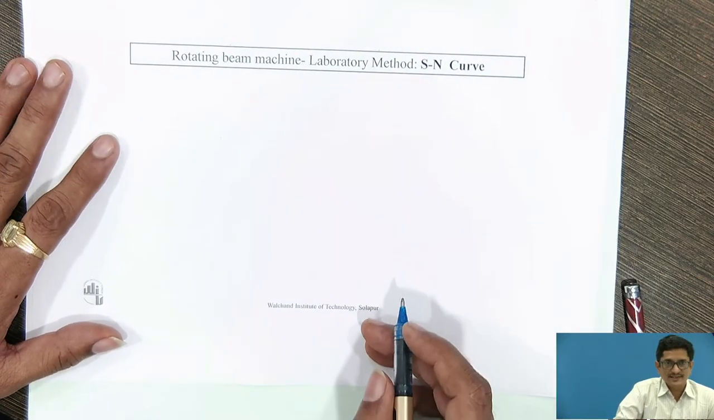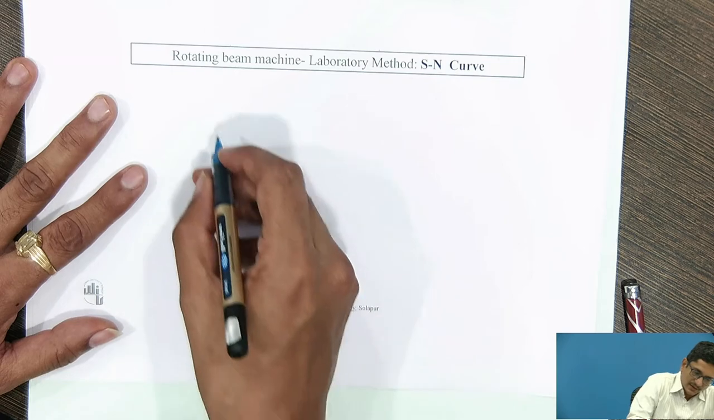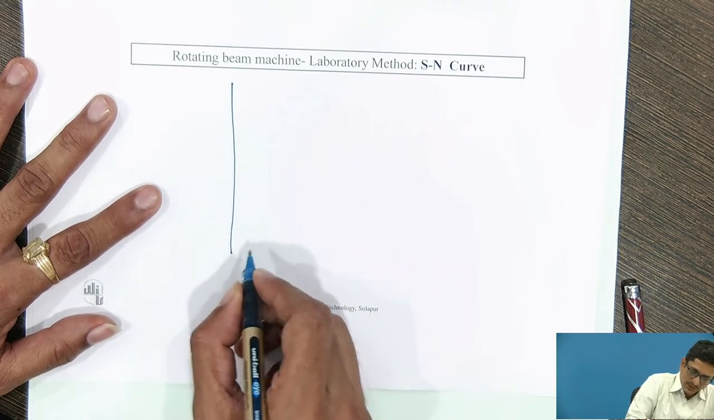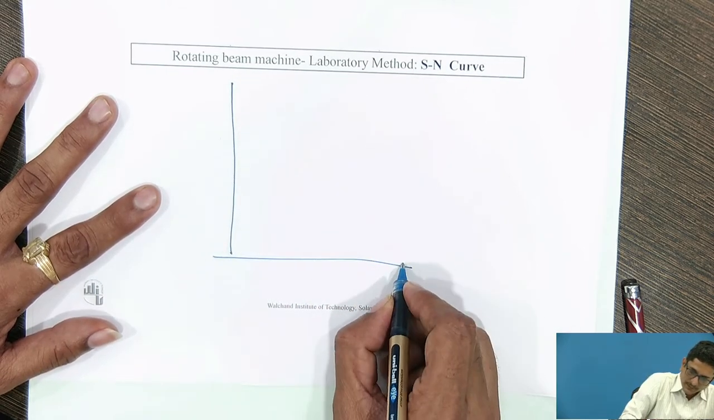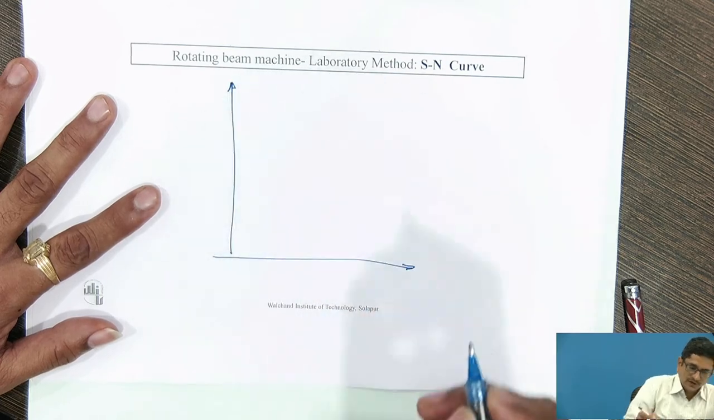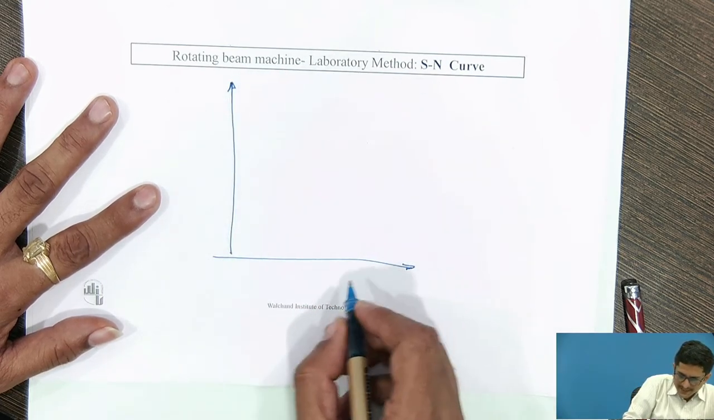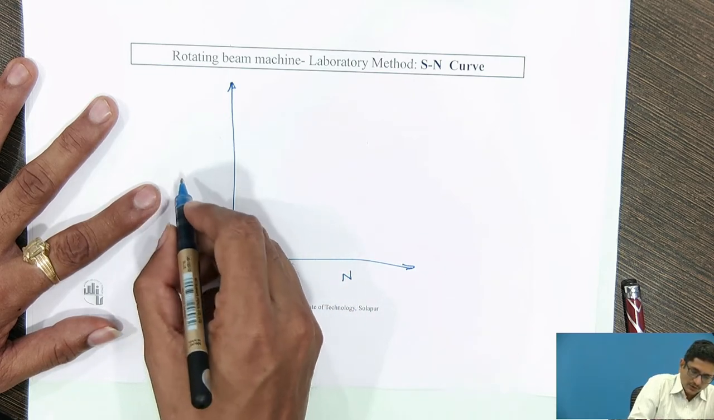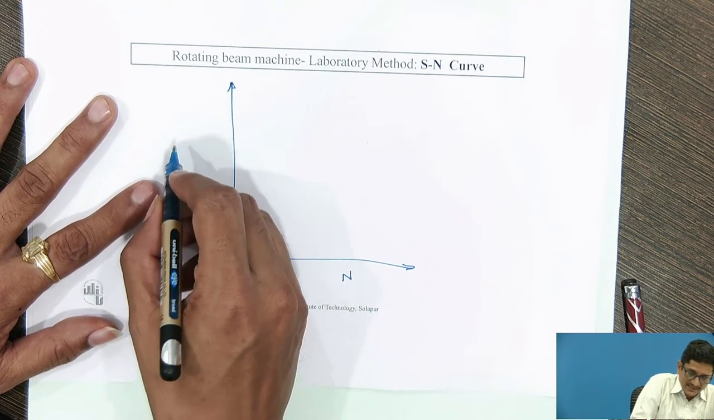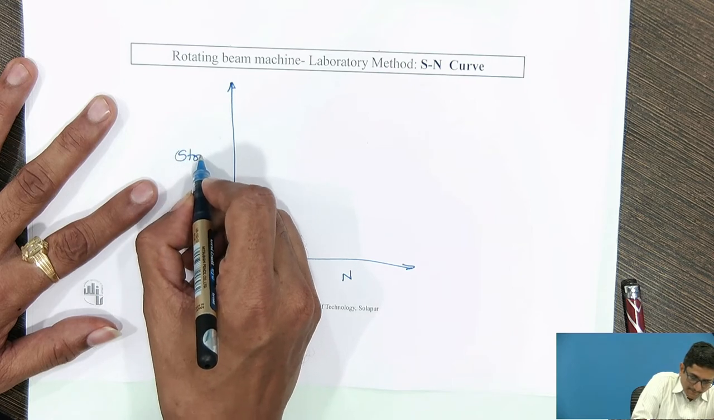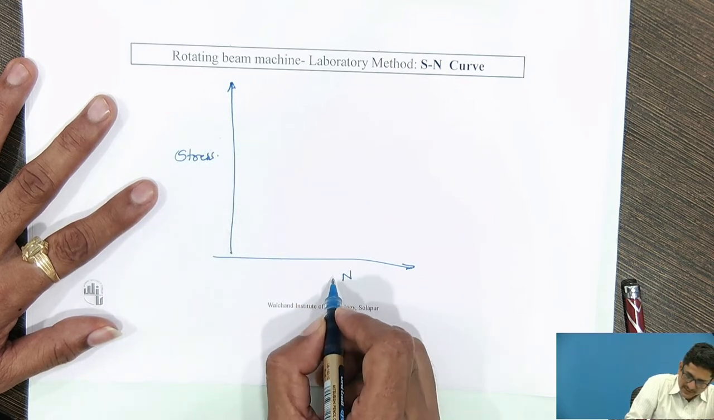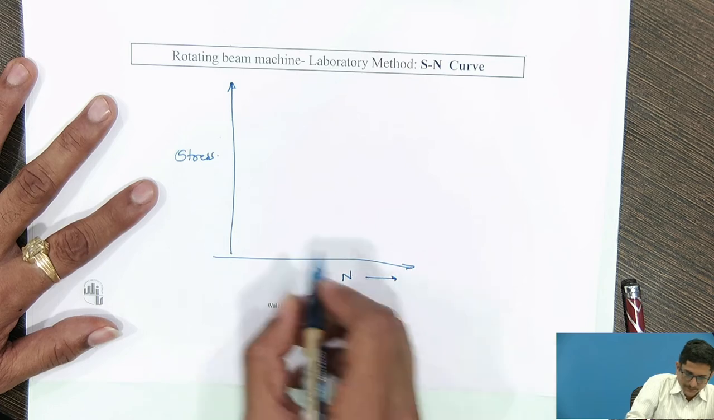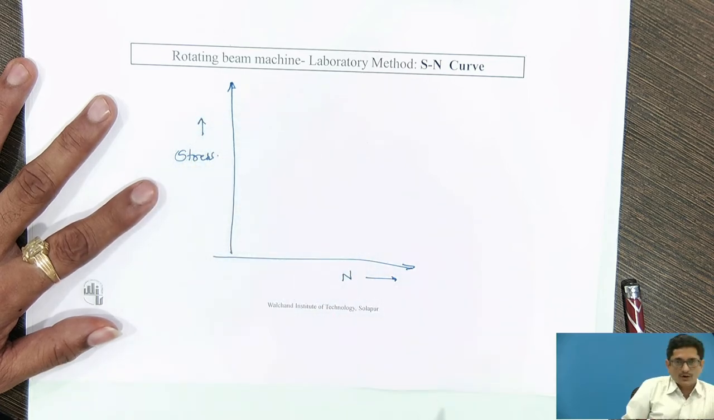Then how to draw this SN curve? For drawing the SN curve, the specimen as shown in the figure, I need to load it as shown right now. On the y-axis, it is stress, and over here on the x-axis, it is the number of cycles, counted as the number of revolutions. I need to take the log of it. But however, let us first see how to plot this SN curve.